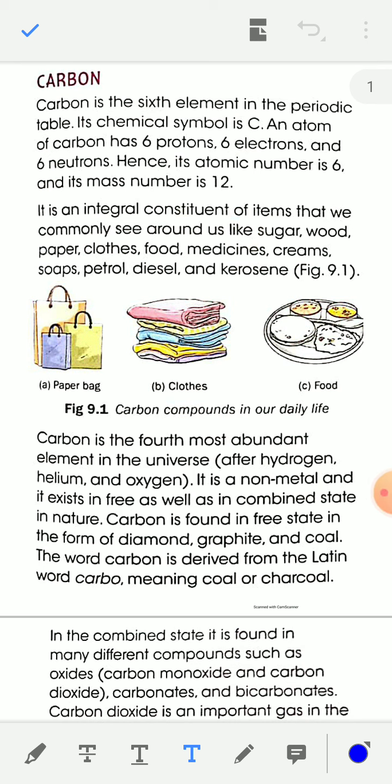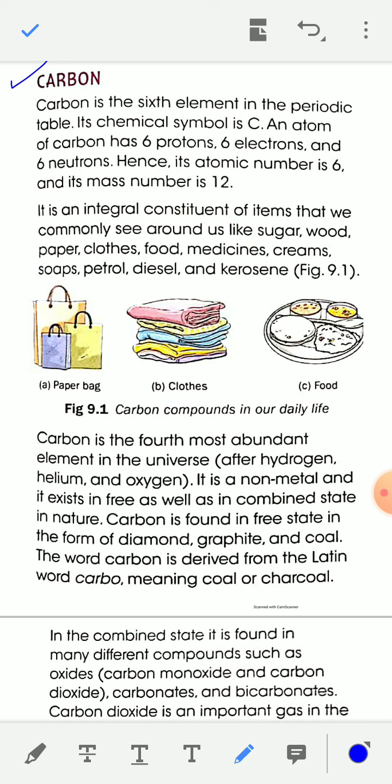Today, I am going to discuss chapter 9 of class 8 chemistry. The topic is carbon and its compounds. In this chapter, I'll discuss carbon and its different forms and their uses. So first, see carbon.